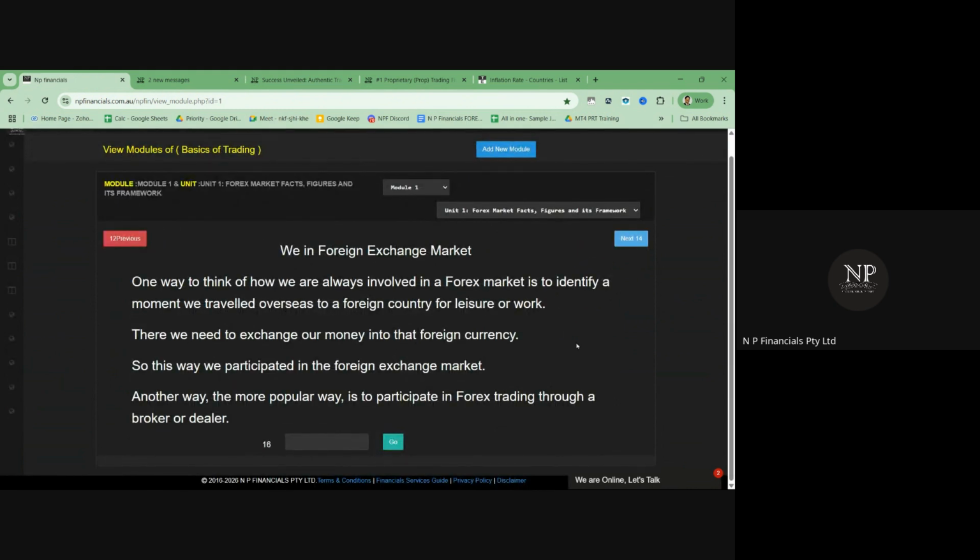In the foreign exchange market, one way to think is that we are always involved in it. The moment we travel overseas to a foreign country for leisure or work, we need to exchange our own money into the foreign currency. So this way we participate in the foreign exchange market, although in a very small way. Another, more popular way is to participate in forex trading through a broker or dealer. That's what you're doing. Yeah. Yep.